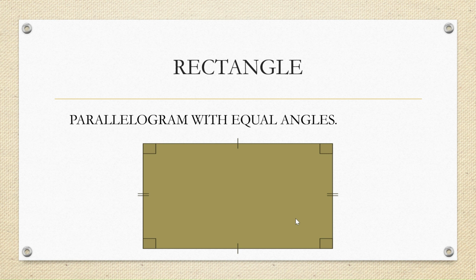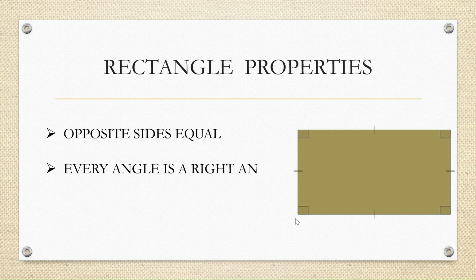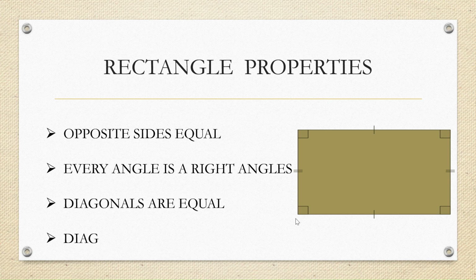A rectangle is a parallelogram with equal angles. So even a rectangle will have all the properties of a parallelogram. Along with that, angles would be equal. The opposite sides are equal. Every angle is a right angle. Diagonals are equal in length and diagonals bisect each other.